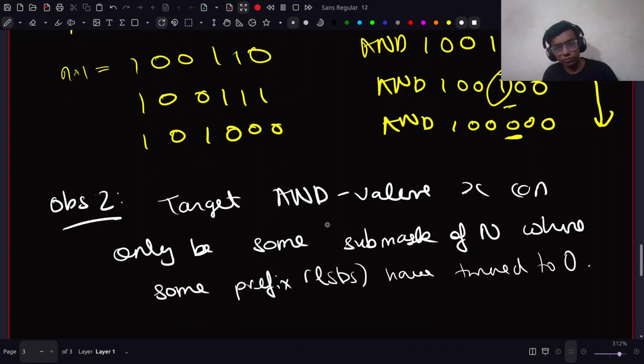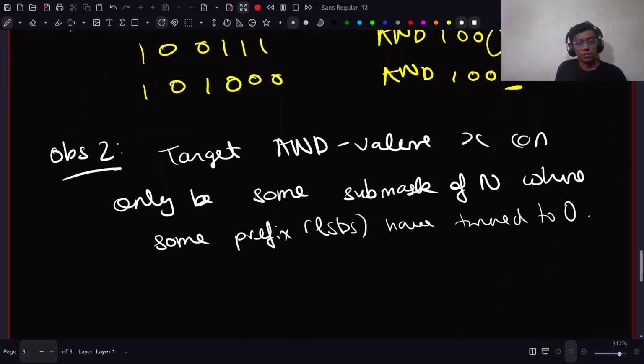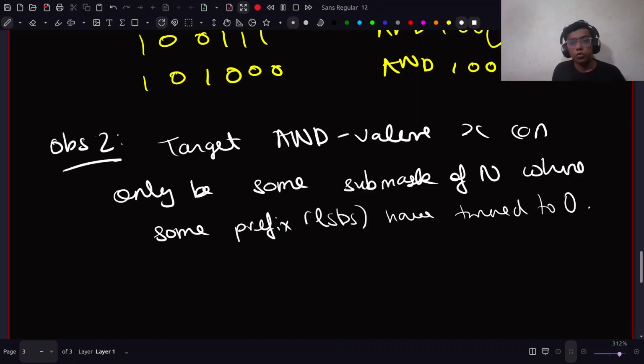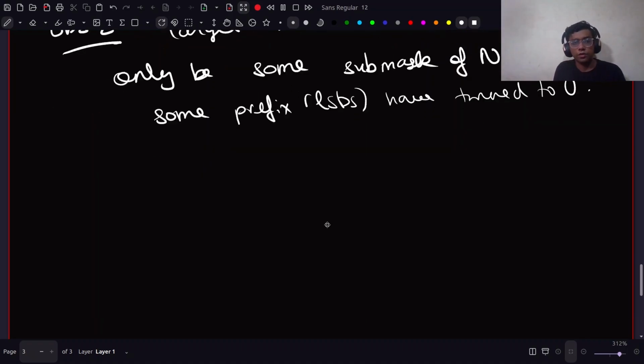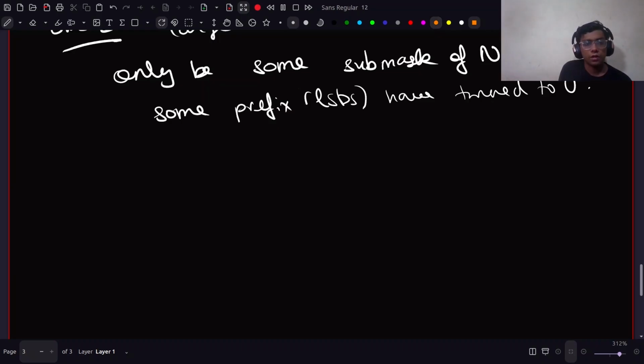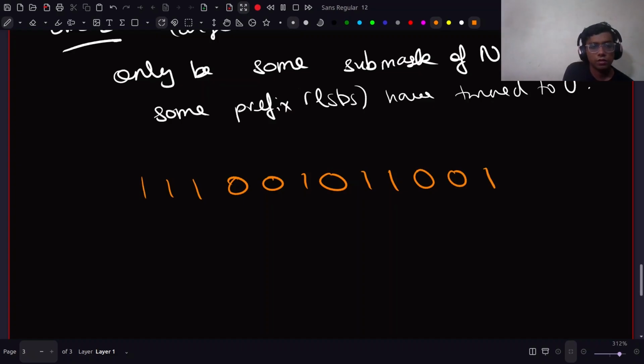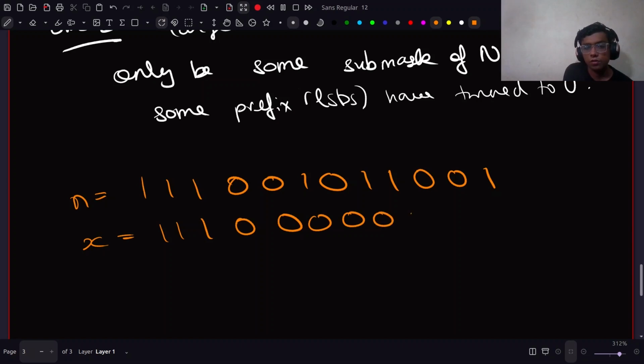Okay, so now this gives us a strategy for finding out which exactly prefixes have been turned to zero, right? So one way we can do this is to find out how much exactly is the prefix which we are turning to zero. For example, let's say we're given a number like this. This is our n, and we're given a target x, which is equal to, let's say, this value.